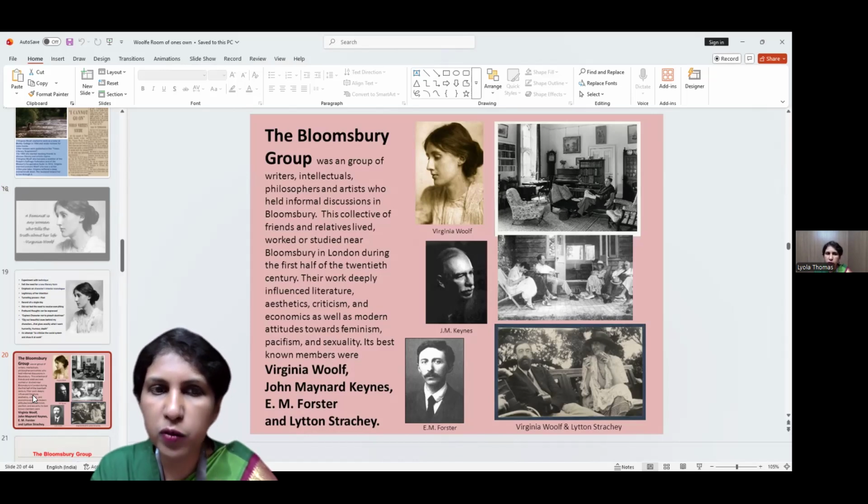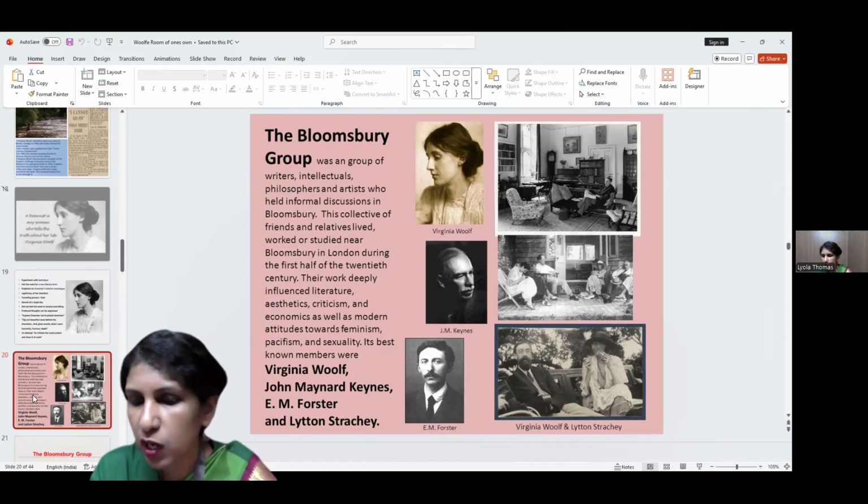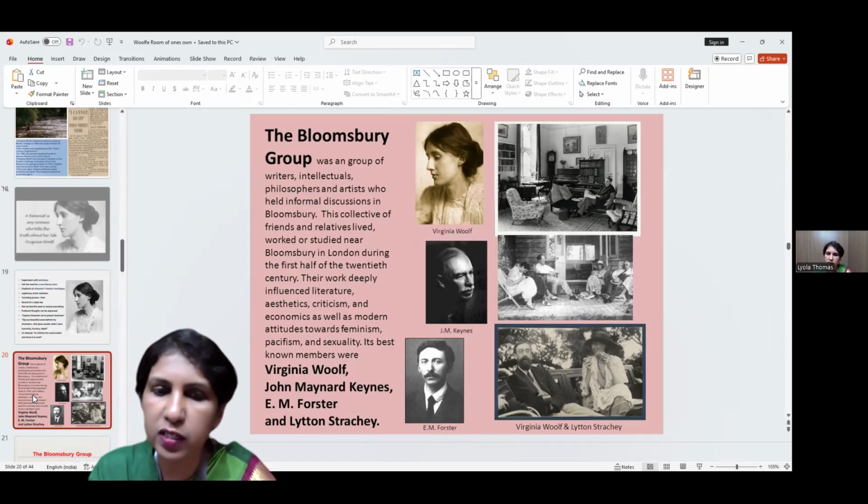So the Bloomsbury Group was a group of writers, intellectuals, philosophers, and artists who held informal discussions in Bloomsbury. This collective of friends and relatives lived, worked, and studied in Bloomsbury in London during the first half of the 20th century. Some of them were E.M. Forster, Lytton Strachey, J.M. Keynes, and you can actually see pictures of this Bloomsbury Group meeting and discussing.